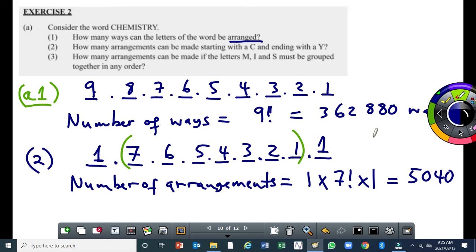Then number 3 says, how many arrangements can be made if the letters M, I, and S must be grouped together in any order? Now this one becomes more complex. We want M, I, and S to be together. But among them, they can also swap around. Okay? So let me do number 3 on the next page. Is there anybody going to raise any question?